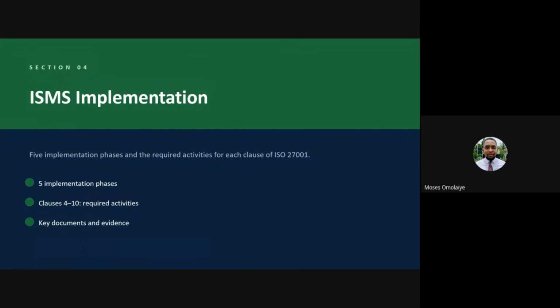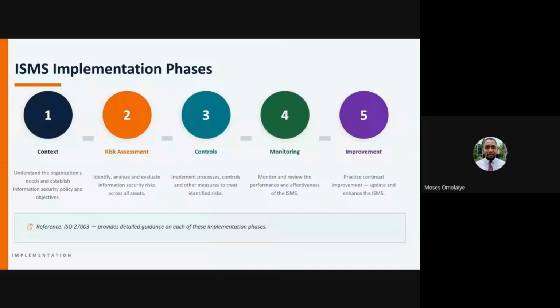So, for you to implement, there are different phases of implementation. There are 5 phases. Now, the document has what we call clauses. There are 10 clauses, but the first 3 clauses cannot be audited because they speak to the introduction, vocabulary, and references. So it is from clauses 4 to 10 that the implementation starts.